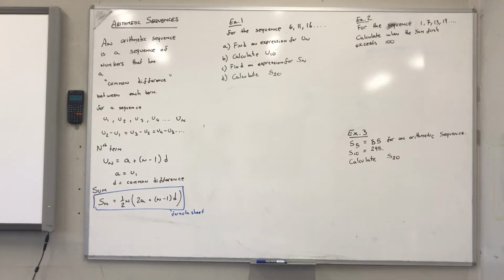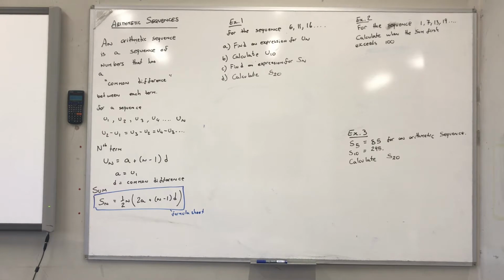Alright, so what we're going to do here is look at arithmetic sequences. Now, an arithmetic sequence is a sequence of numbers that has a common difference between each term. So for a sequence such as u1, u2, u3, all the way up to un, the nth term, for an arithmetic sequence, u2 minus u1 will equal u3 minus u2 will equal u4 minus u3.